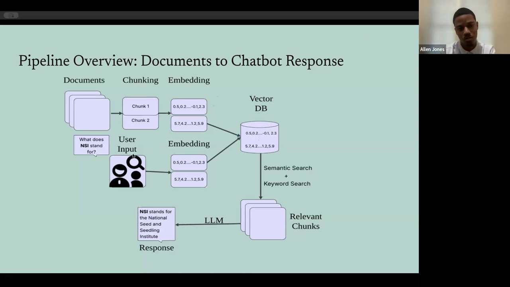At the same time, the user will ask a question, for example, what does NSI stand for? That will also get embedded. And then there's a process called cosine similarity, which will take the embeddings from the chunkings as well as the embeddings from the user input, and whichever ones are the most similar is how the LLM will come up with its response.